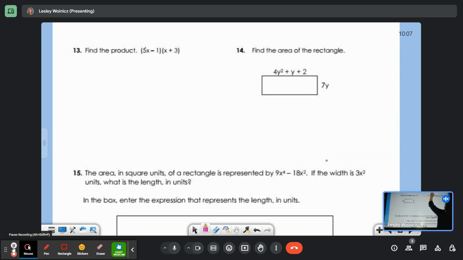But if I'm finding the product, I'm going to have to distribute them. So I'm doing first times first. 5x times x gives me 5x squared. Good. Okay, 5x times 3 gives me 15x. All right, what about negative 1 times x? Negative 1x. Good. Negative 1 times positive 3. Negative 3. Am I done? What do I have to do? Combine my like terms. So I've got 5x squared plus 14x minus 3.